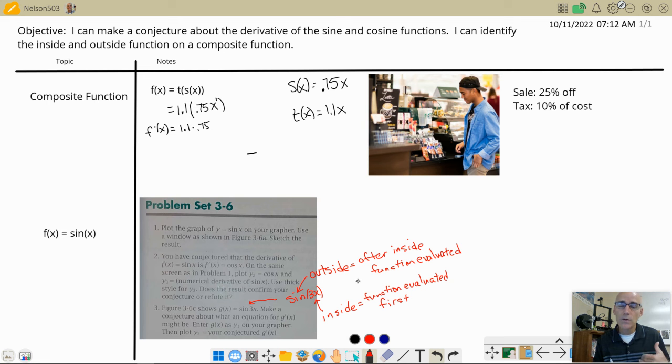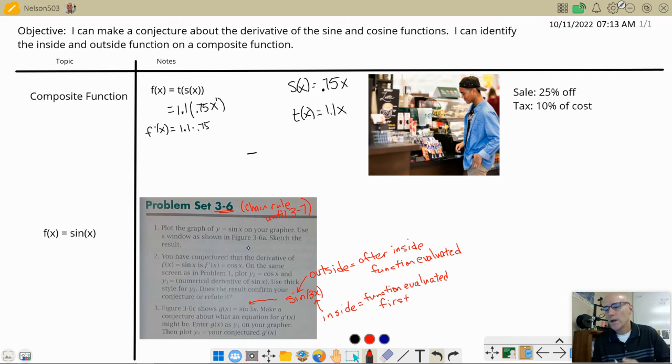chain rule. Now, the chain rule is not going to happen until section 7. So let's make that little note. Chain rule doesn't really happen until section 3-7. So what's up with 3-6?